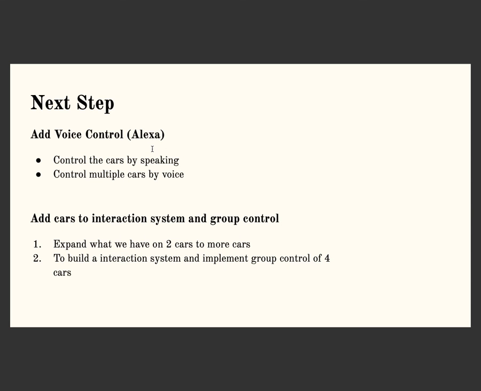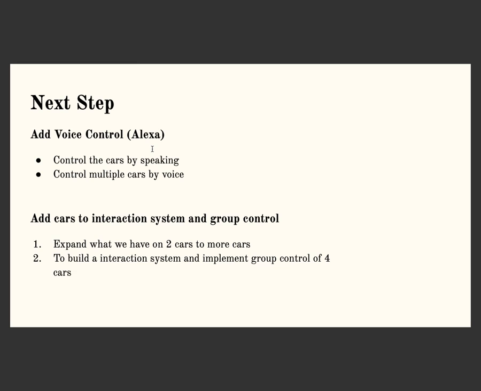Next steps. We are going to add voice control, which is based on Alexa. What we want to realize is that we can control not only the leading car, but also the following car through voice. For example, we want to say, car 2, please stop at the place you are currently at, and car 3, please go ahead and keep following the leading car.